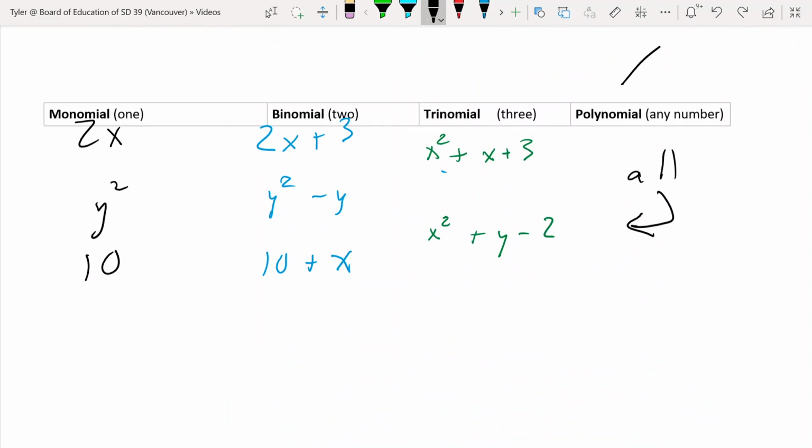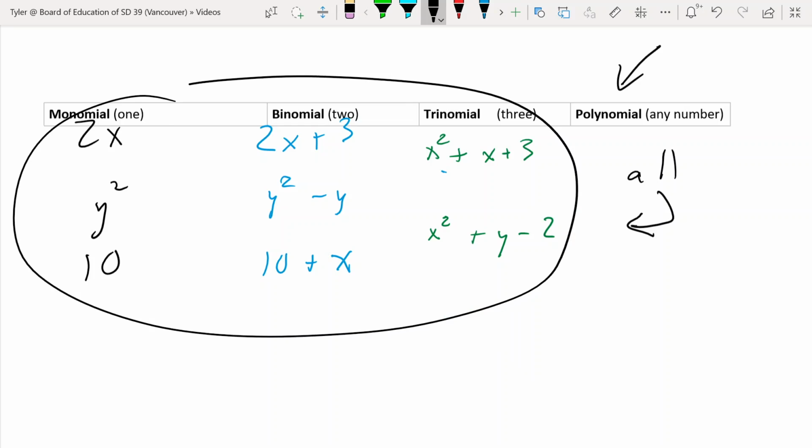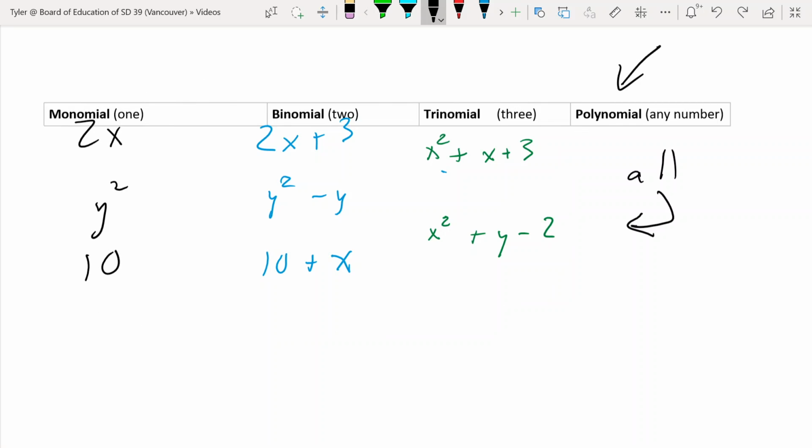So we said a polynomial was just a bunch of terms, and it's true. So technically all the stuff I have written on the page and all the stuff we looked at are polynomials. Polynomial just means a number of terms together, okay? But there are special words we're going to be using as well.